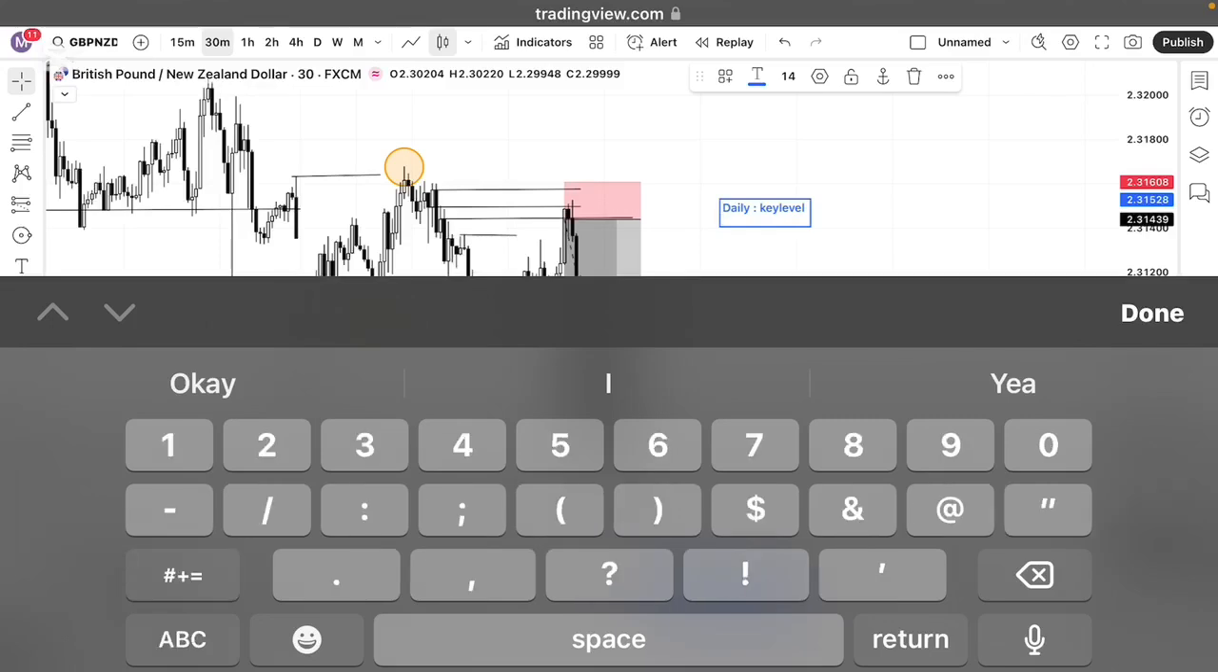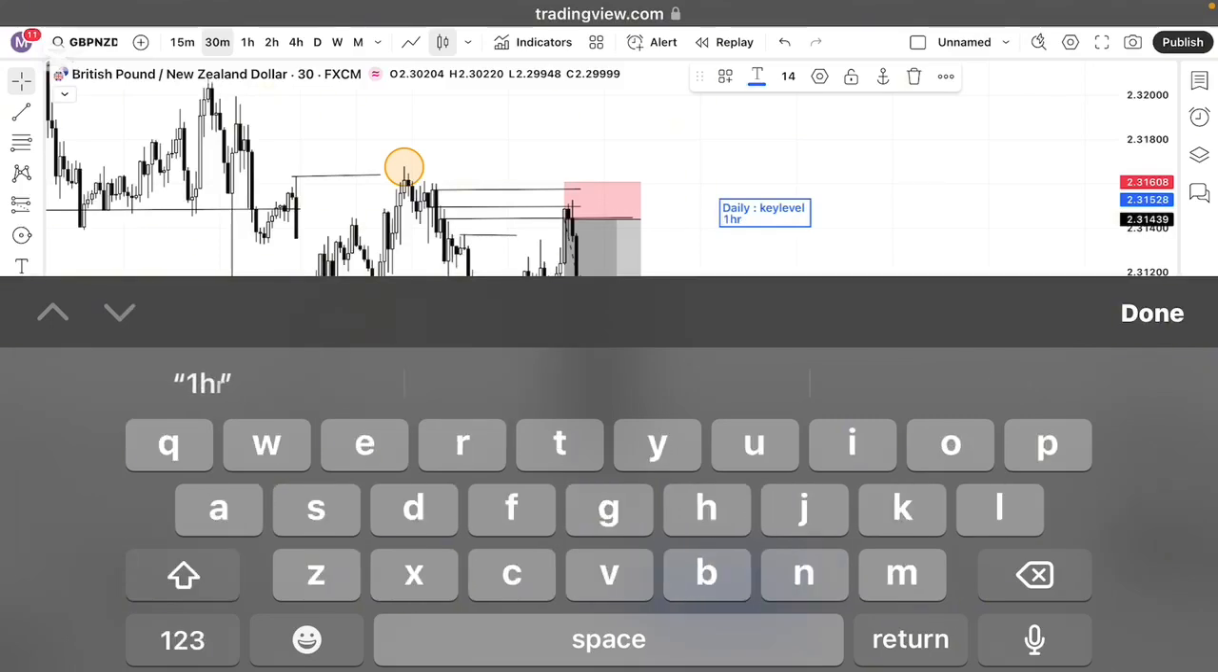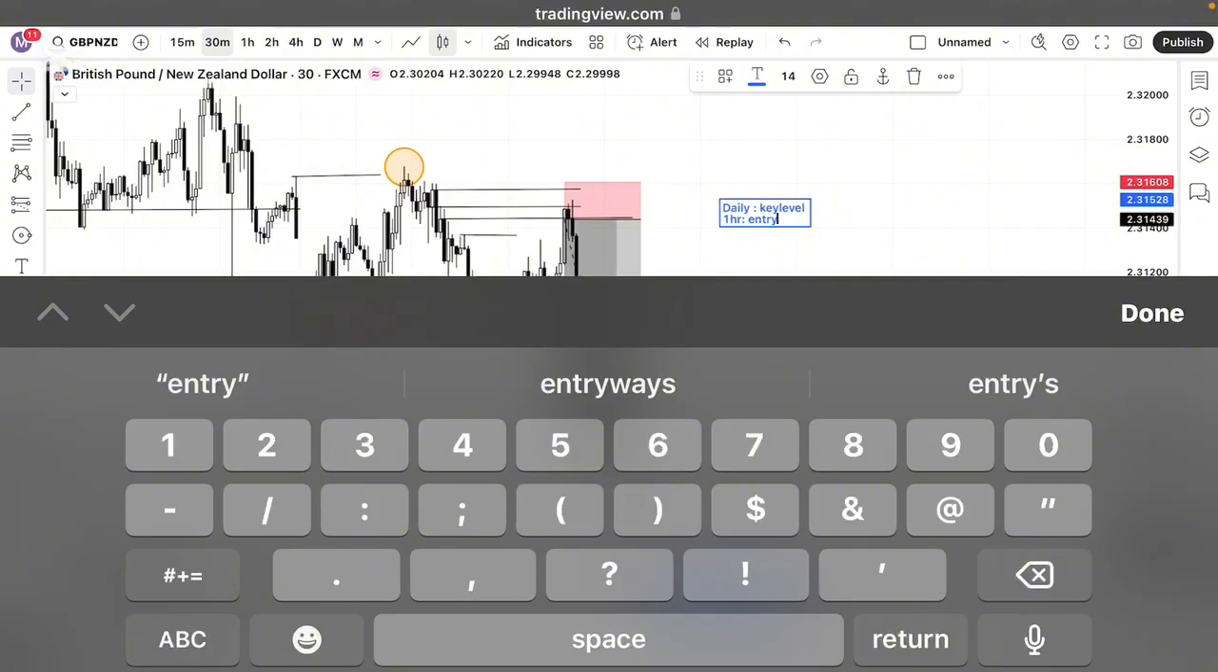Then 1 hour for entry. 1 hour is for your entry, alright? 1 hour for entry. Then inside that 1 hour, you must, okay, let me do it this way. Let me use another way.